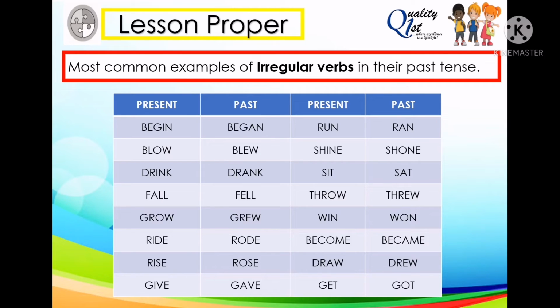Ride, rode. Rise, rose. Give, gave. Run, ran. Shine, shone. Sit, sat. Throw, threw. Win, won. Become, became. Draw, drew. Get, got, and many more. Remember, kids, that when we form the past tense of irregular verbs, we just have to change their spellings. Okay? Well done, kids.